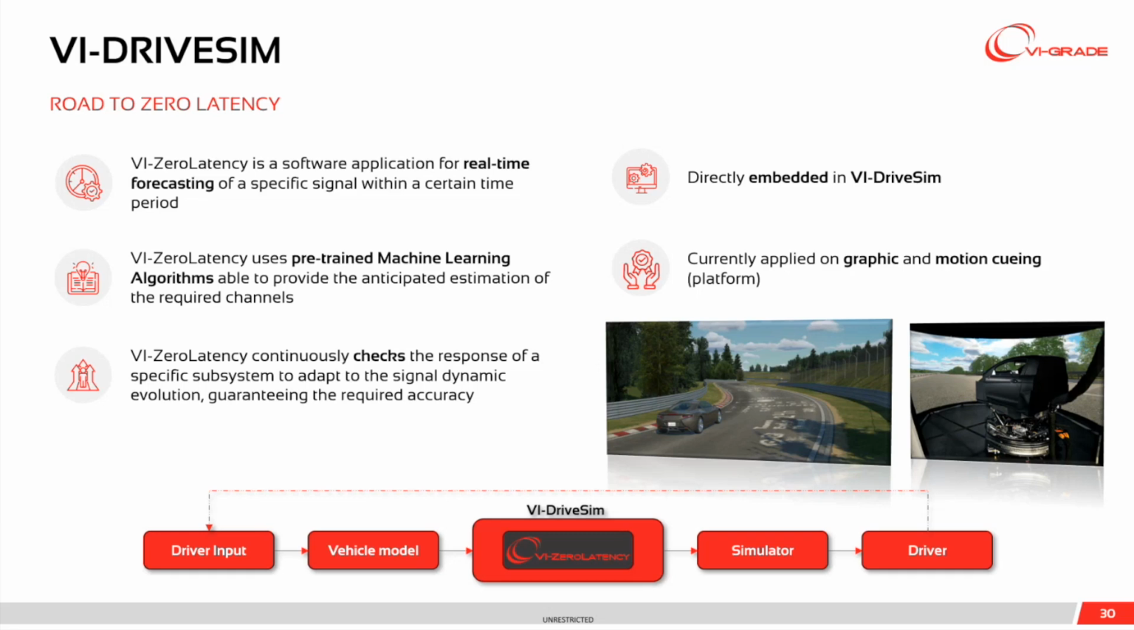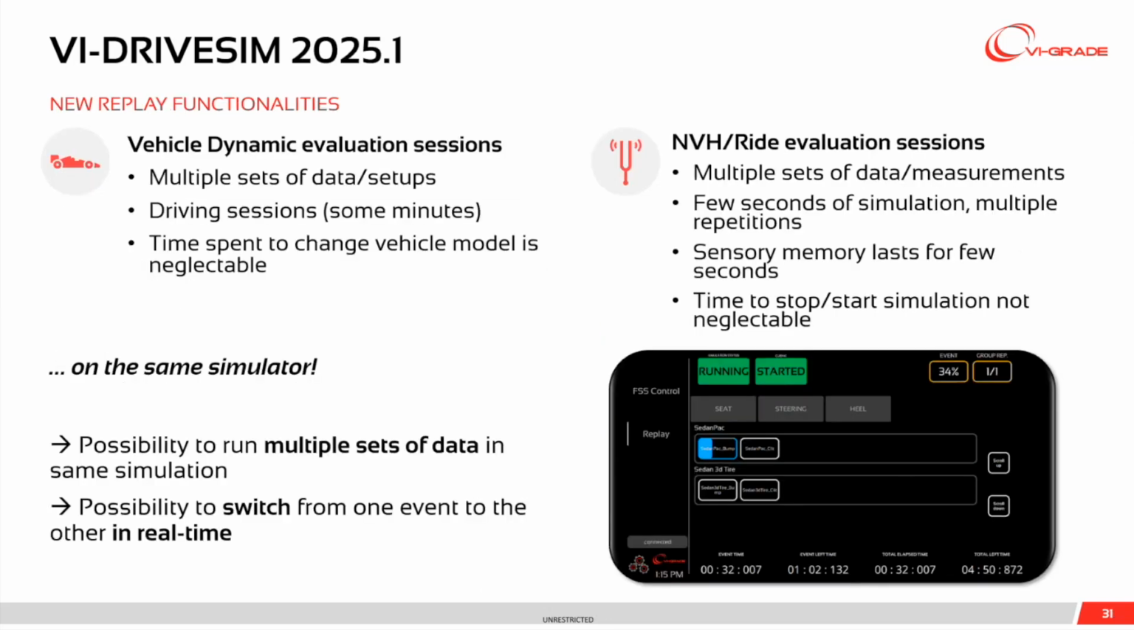As you can see from this scheme, this is the explanation of why we say that it is directly embedded in VI-WorldSim. You can see that the loop starts with the driver input, then the driver input goes to the vehicle model, and then the real-time database variables populated by the vehicle model enter VI-WorldSim and the executable that is managing them. Within the executable, we have the VI zero latency software, which is anticipating that particular signal. Then that anticipated signal is fed to the simulator and finally to the driver, which closes the loop.